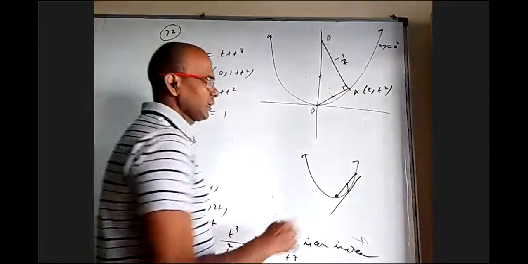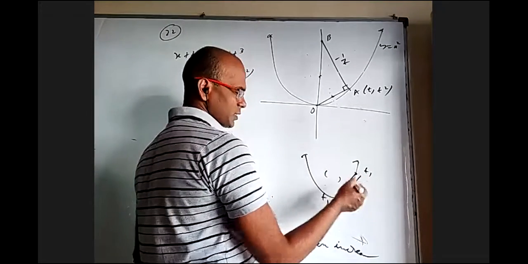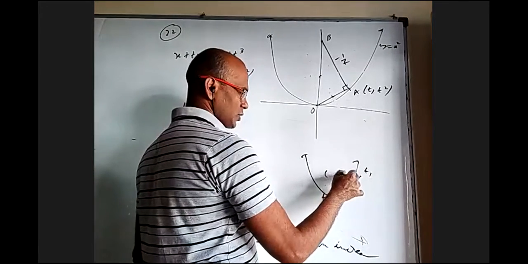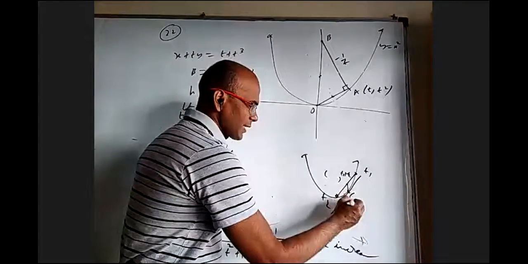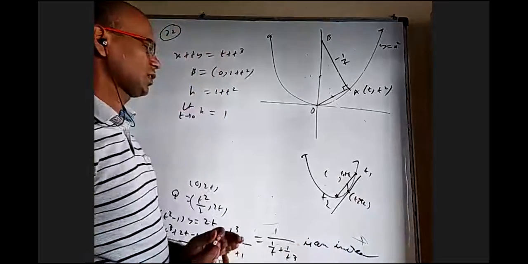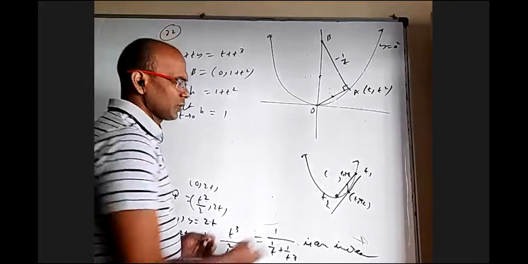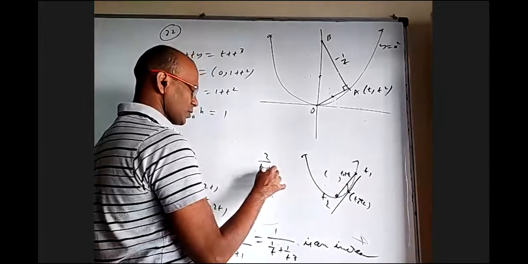You can verify why. If this is t1, this is t2, this midpoint's x coordinate is t1 plus t2, and this point's x coordinate is also t1 plus t2, same, vertically down. The slope of the chord is 2 by t1 plus t2.